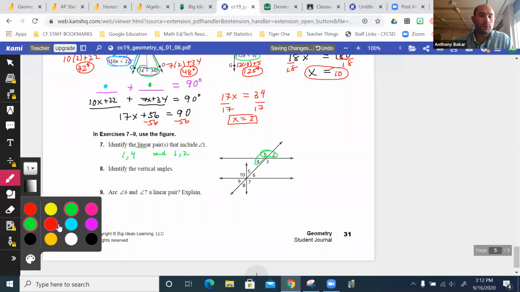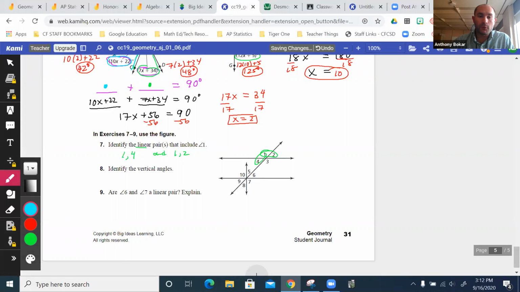Identify vertical angles. Vertical angles are ones that are across from each other. So 4 and 2, and then 1 and 3, and then 5 and 8. We have 6 and 9, and then 10 and 7. Those are angles that are across from each other. And then the question is, are 6 and 7 a linear pair? The answer is no, because angle 6 and angle 7 do not form a line.